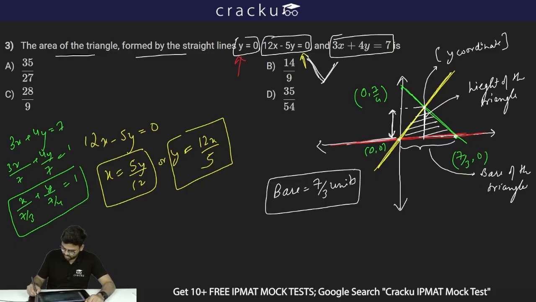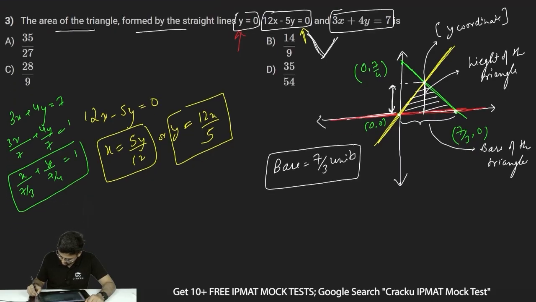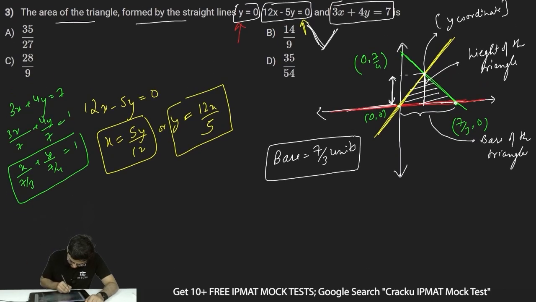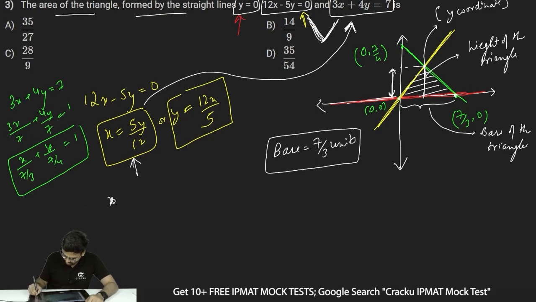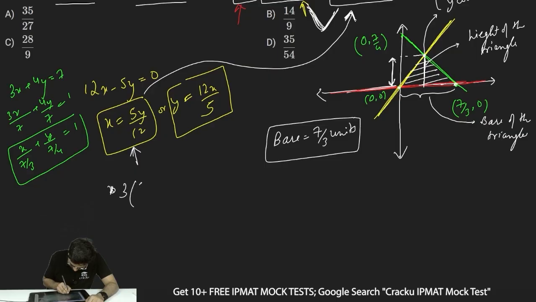It is given 12x minus 5y equal to 0, so x is equal to 5y by 12. This is my equation. I'll put it in this equation, since I have to find the intersection of these 2 lines. So x is equal to 5y by 12; I'll put it in this equation to find the y coordinate. So this will be 3 into 5y by 12 plus 4y is equal to 7.